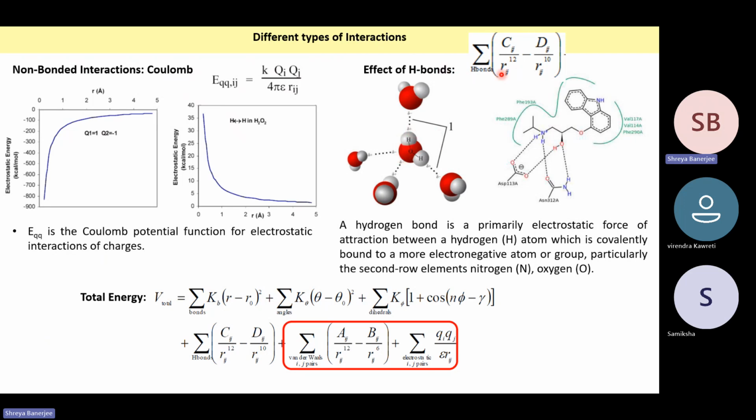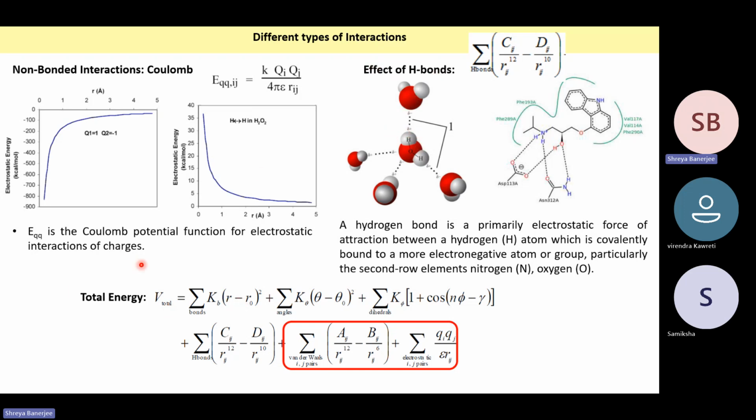So you can see the dependence on R is also much less. R here is 10 to the power 10 and 10 to the power 12. So very quickly the hydrogen bond energy will fall compared to the Coulombic interaction. And that makes sense because the hydrogen bond is weaker than the Coulomb bonds because it is between a partial positive and partial negative charge.